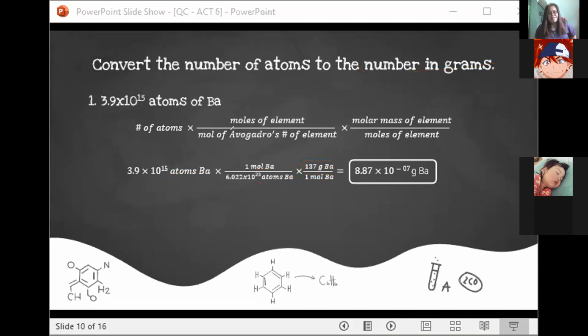so 3.9 times 10 raised to 15 atoms of barium, multiply natin to 1 mole of barium over 6.022 times 10 raised to 23 atoms of barium times 137 grams of barium in 1 mole of barium. So maging 8.87 times 10 raised to negative 7 grams of barium ang answer.